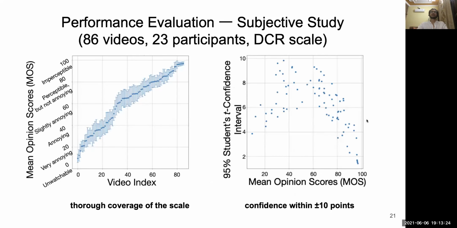Okay, so in this slide, I summarize the subjective study. In our subjective study, we had 86 videos, 23 participants, and we worked on a DCR scale. In the first plot on the left, on the y-axis, I have the mean opinion scores. The mean opinion scores went from 100, which is imperceptible, meaning the banding was imperceptible, or perceptible but not annoying, going all the way down to 0, where banding basically made the video unwatchable or very annoying. On the x-axis, I have a random video index. What the left plot basically shows is that we had a thorough coverage of the scale. And what the right plot is showing is that we had a confidence interval of our scores below 10.